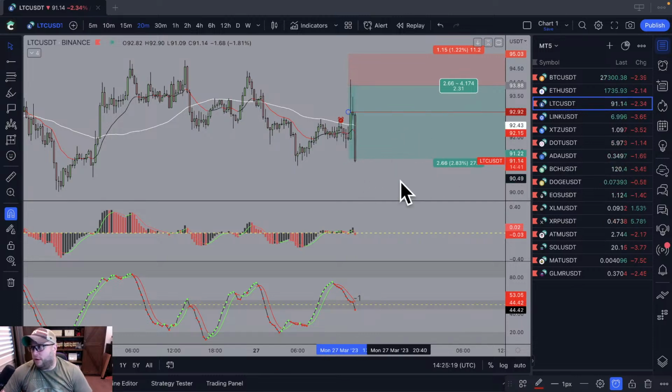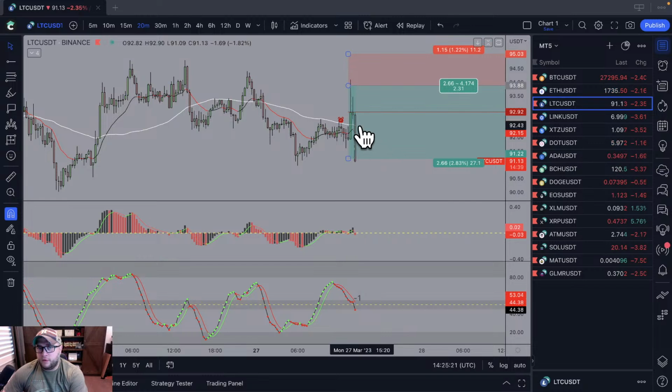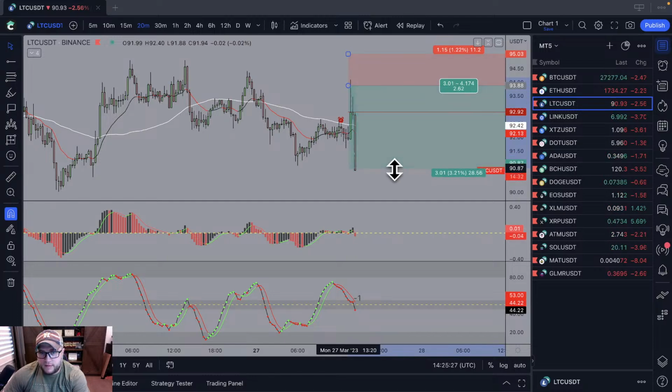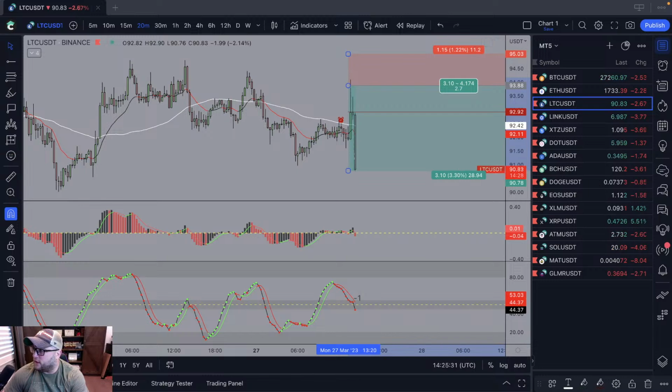You can take off more off the table if you want. You don't need to. You only have 20%, so you just let it ride. But look at it just dumping. 3.30%. Trades like that are absolutely beautiful. We saw it happening, so we knew this was going to happen.